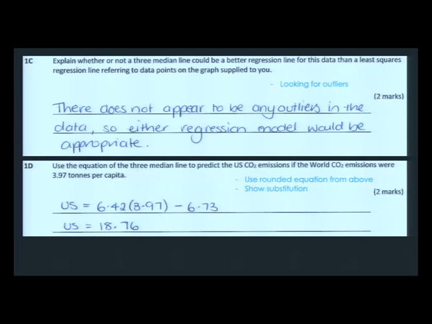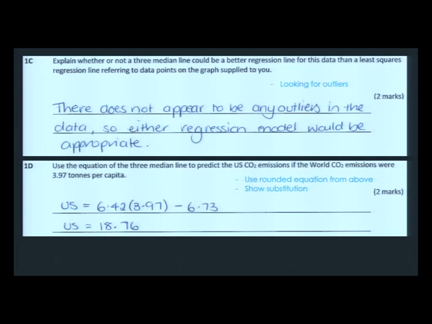Alright, 1D, use the equation that you found to make a prediction. So, I always say, even though in Further Maths, if you get the correct answer, you get full marks, no matter how many marks the question's worth, usually only 2 at the most. But if you don't show me any working, and you get your answer wrong, then you get 0 out of 2. So, show the substitution.